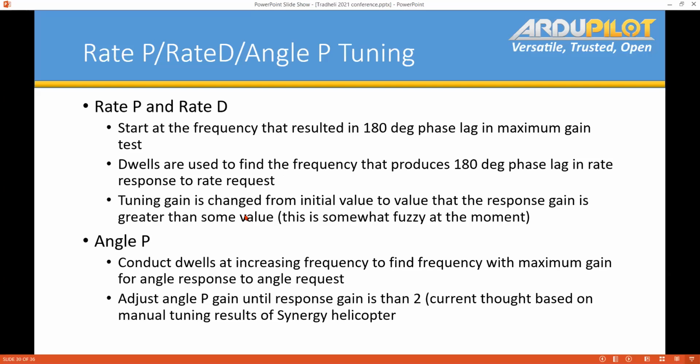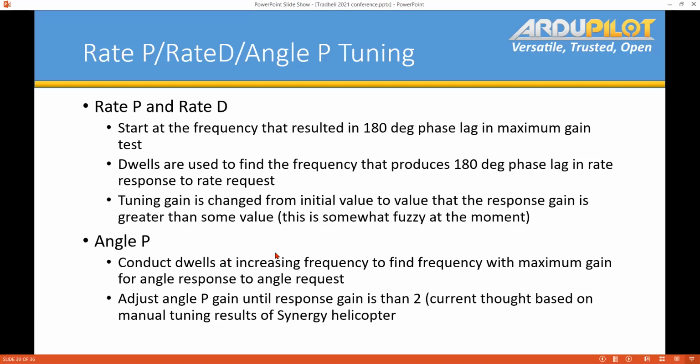And kind of what's fuzzy right now is, where do you stop, right? You're making inputs, you see the change, and what I'm thinking right now is that you get the initial value and if it keeps on decreasing or stays the same gain value, then I'm going to continue to push rate D gain up. But once that starts to climb again, I'm going to stop and call that my optimum rate D. And then you can do the same thing for rate P.